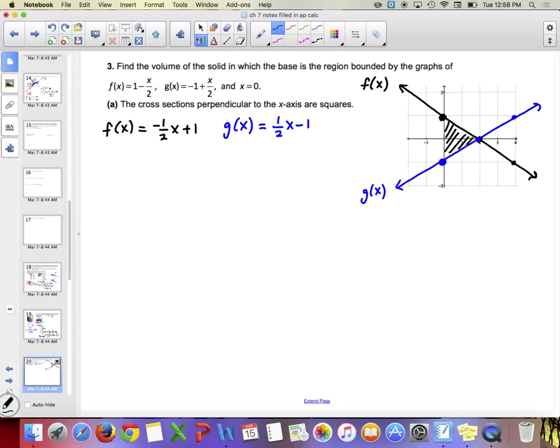For this, we're going to have cross sections perpendicular to the x-axis that are squares. When we say perpendicular to the x-axis, that's when we're integrating with respect to x. So we're going to have some kind of cross section, and then coming up off of it, we have a square. You can do your s by s if you want, just like the last one. So any ideas what s is going to be?